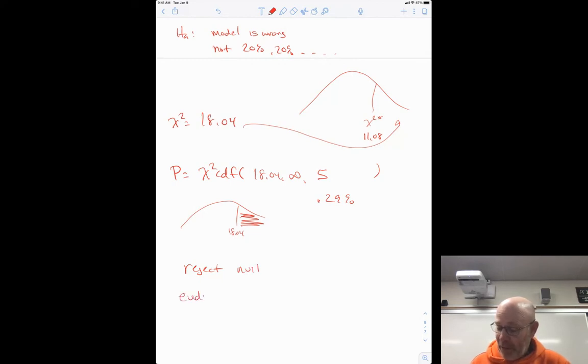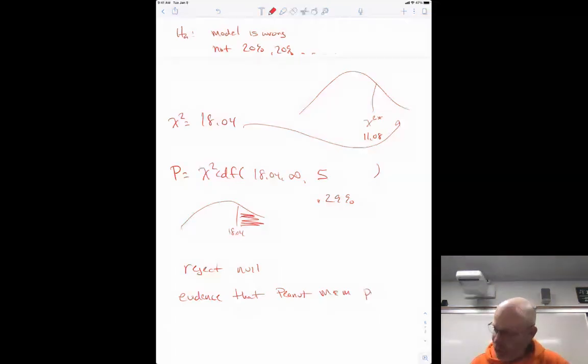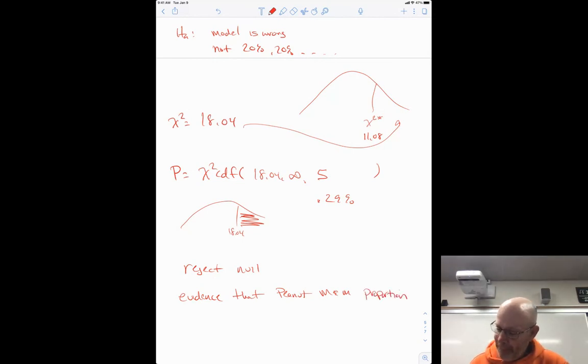So there is evidence that our model is wrong, or there's evidence that peanut M&M proportions, be specific to the context of the problem, right? Peanut M&M proportion is different than the plain. So there's kind of a walkthrough of a chi-squared goodness of fit test. Usually the trickiest thing is just trying to get the null hypothesis, believe it or not, the model. It's kind of weird to write sometimes. So you can have some homework on that, and then we'll go over some questions in class.